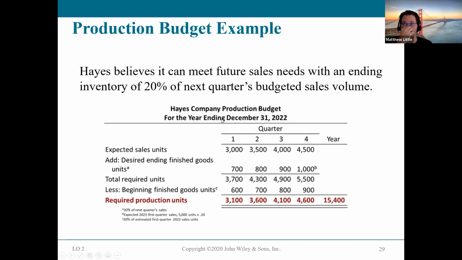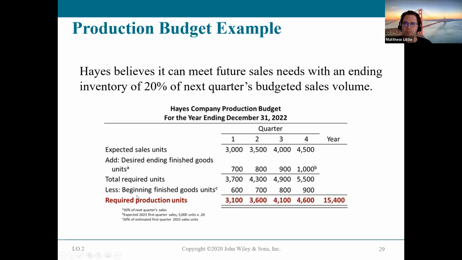So a little example here. We think that we can meet future sales needs with an ending inventory of 20% of next quarter's budgeted sales volume. So we just restated here our expected sales units by quarter, 3,000 increasing by 500 each quarter. Our desired ending finished goods are 20% of the next quarter. So 20% of 3,500 is 700, 20% of 4,000 is 800, et cetera. So our total required units would be 3,700, 4,300, 4,900, and 5,500 units.